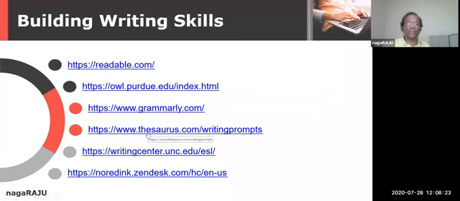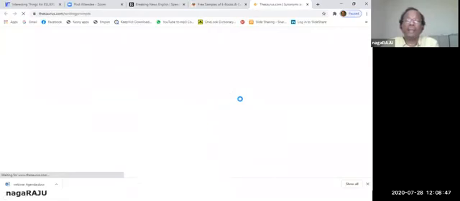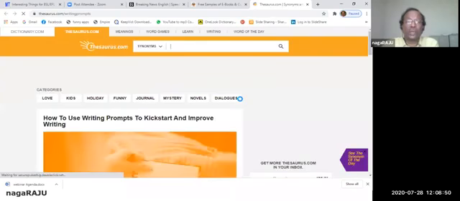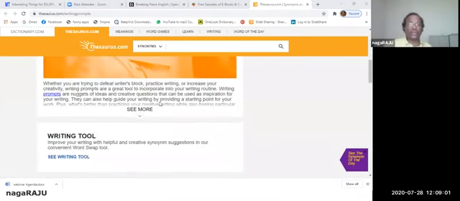Is it opening? I don't know. I don't know why it's taking so long. In the meanwhile, I get some chat answers here. Somebody says it's very valuable. Thank you. Where can we find equivalent words? All dictionaries and all thesauruses give you equivalent words. Right, we have come to this website. So how to use writing prompts. Okay, I'll show you how.